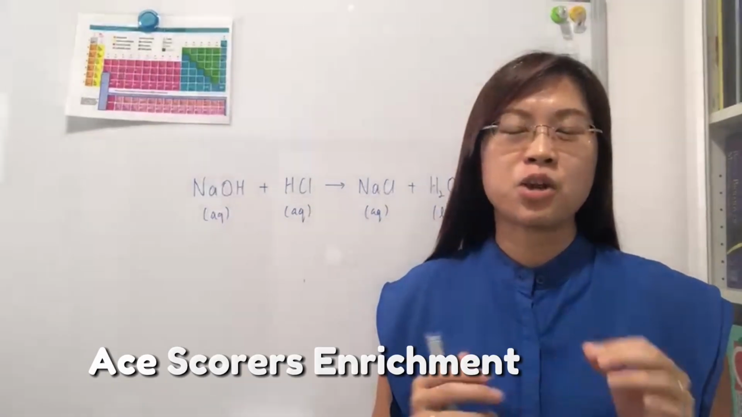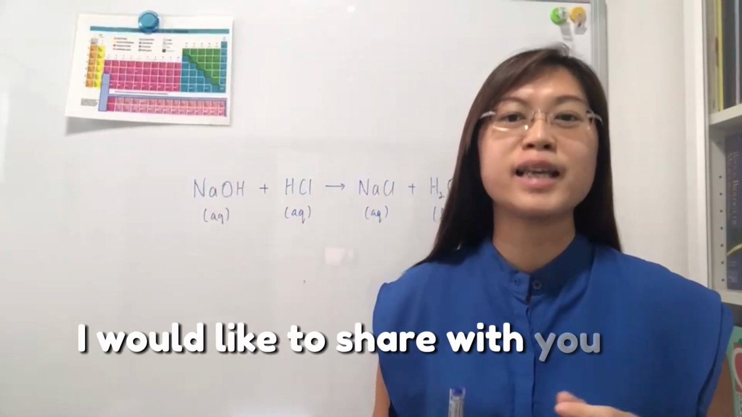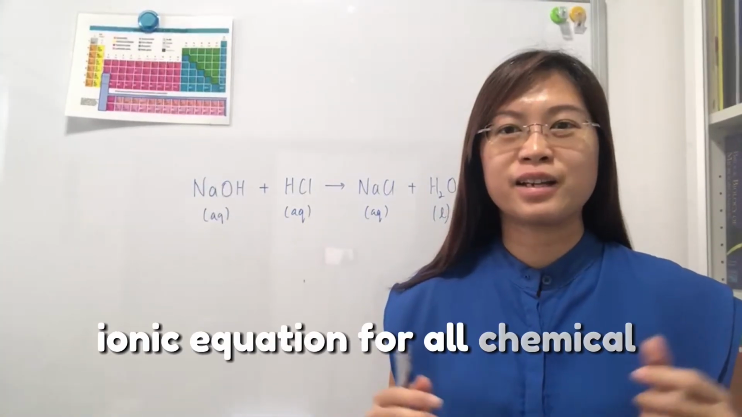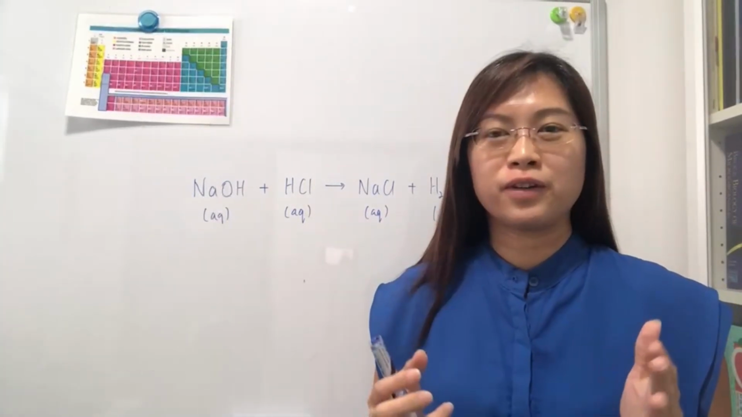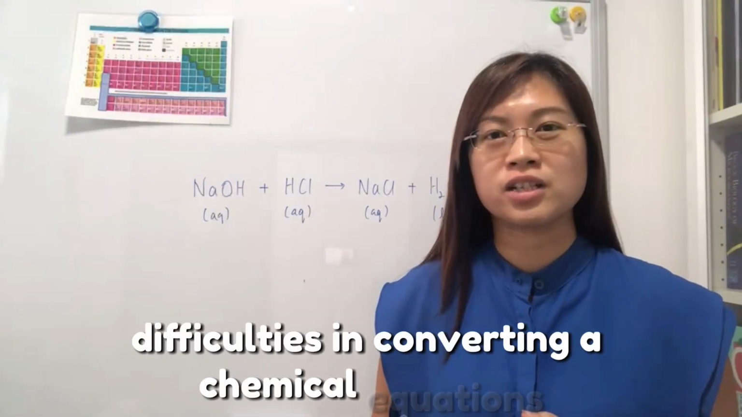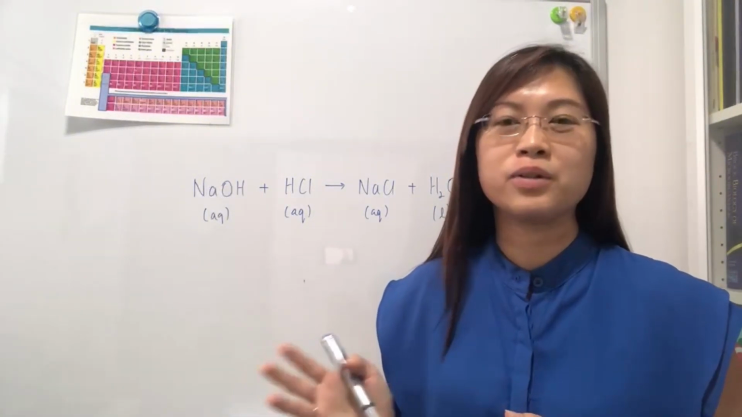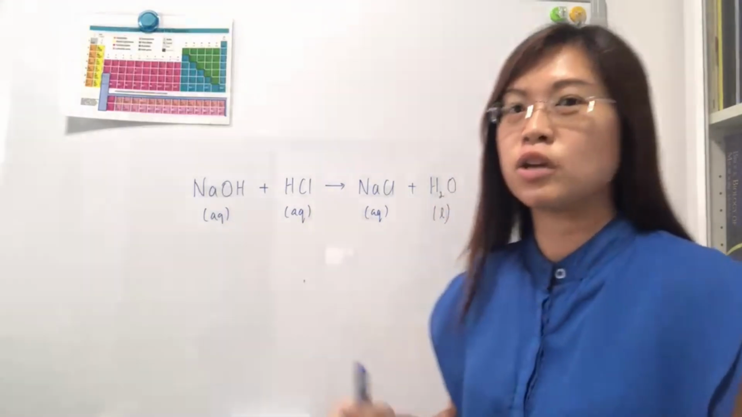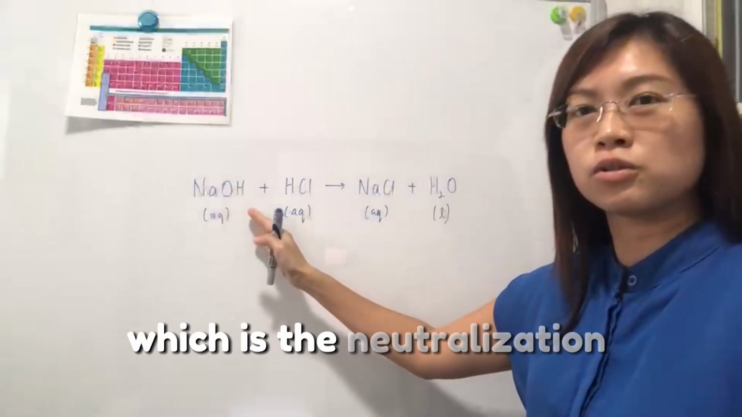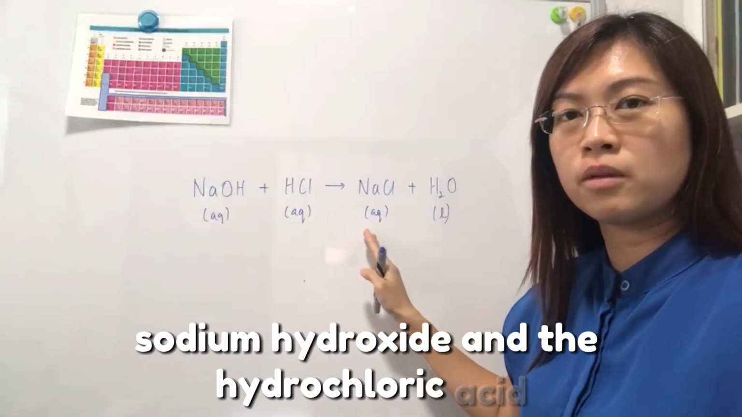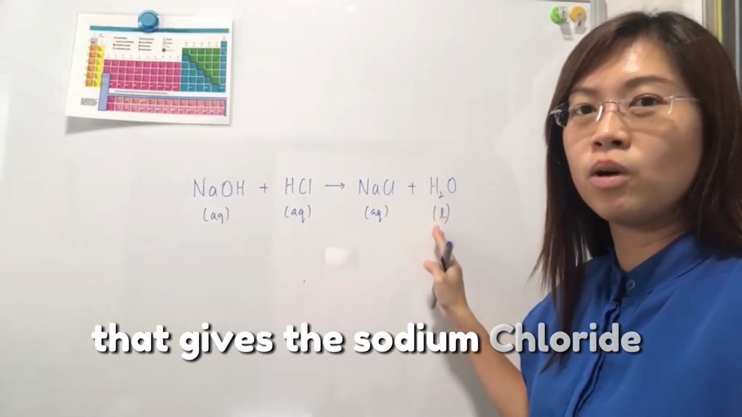Now today I would like to share with you how to write the ionic equation for all chemical reactions. Understand that there are many students who have difficulties converting chemical equations into ionic equations. So I have here an example of a chemical reaction, which is the neutralization reaction between sodium hydroxide and hydrochloric acid that gives the sodium chloride salt and water.